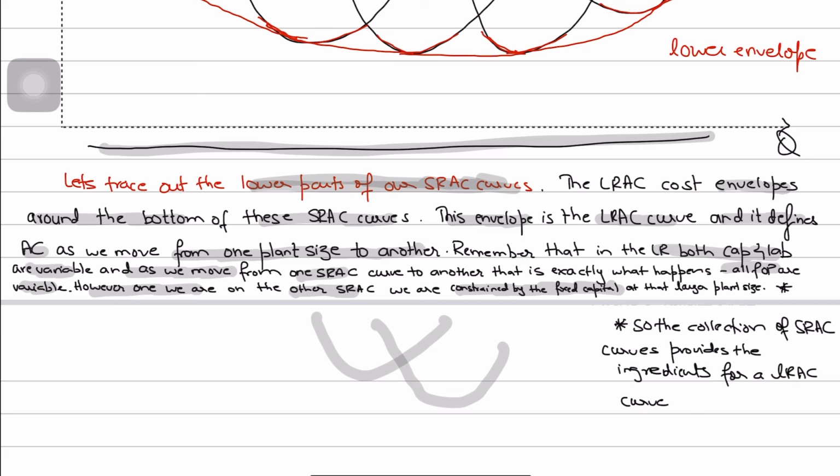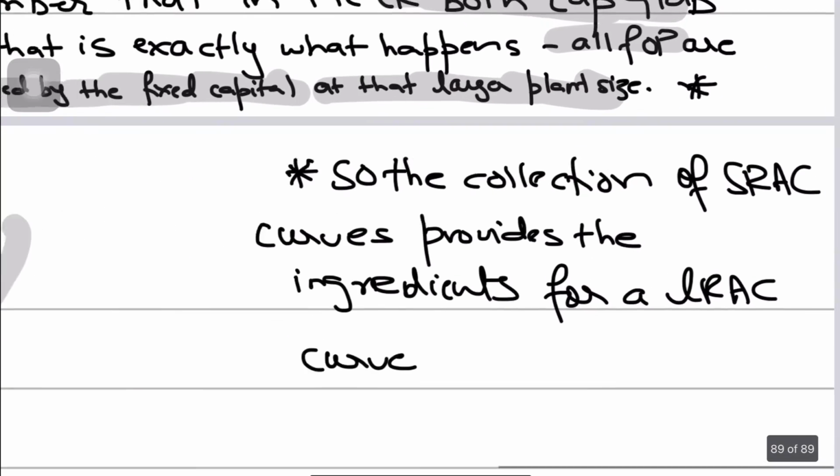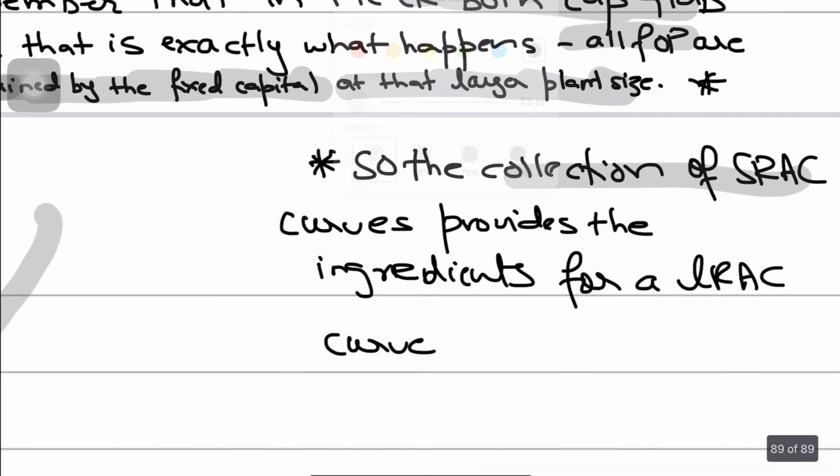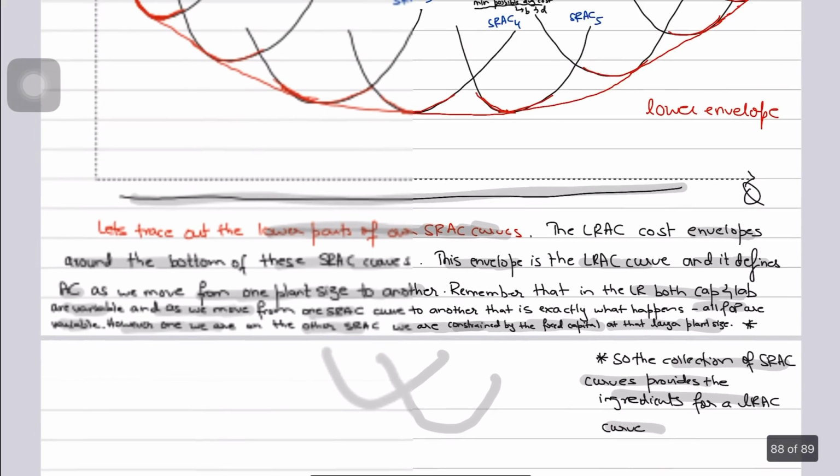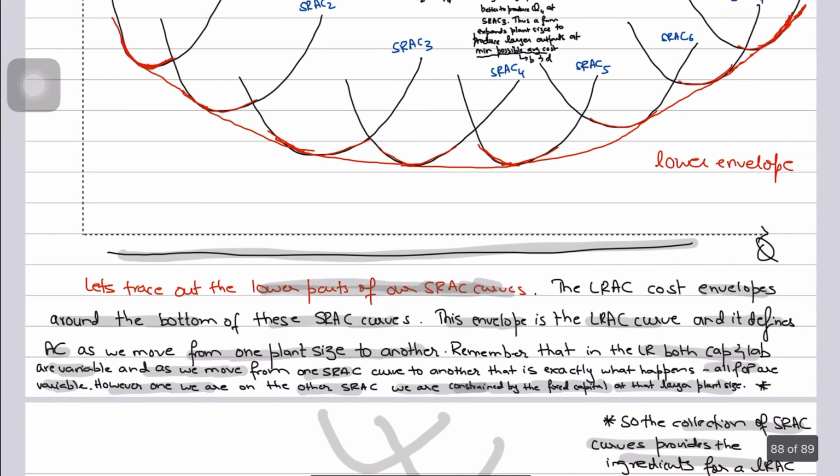So for example, initially we moved to another plant, we made another plant, and then our long run has kicked in. But then that second plant has now become our fixed factor as well, right? That is exactly what I've written here: we are constrained by the fixed capital at the larger plant size. Remember that the collection of these short run average cost curves provides the ingredients for a long run average cost curve. The long run average cost curve is a lower envelope of these short run average cost curves, hugging them from the bottom.